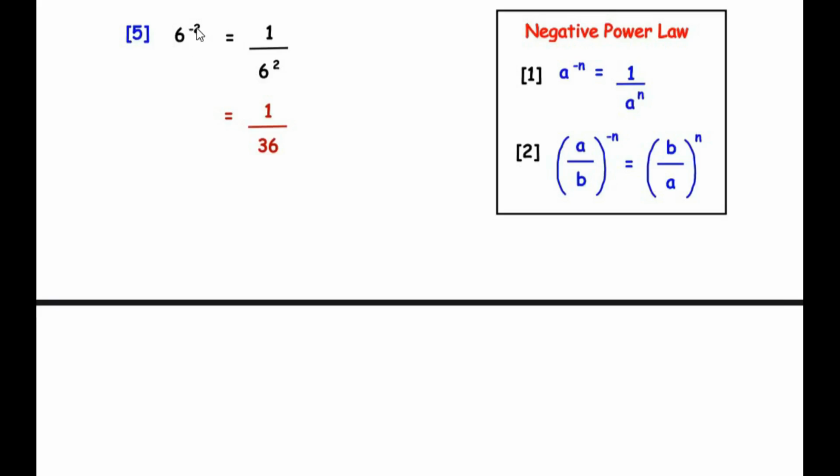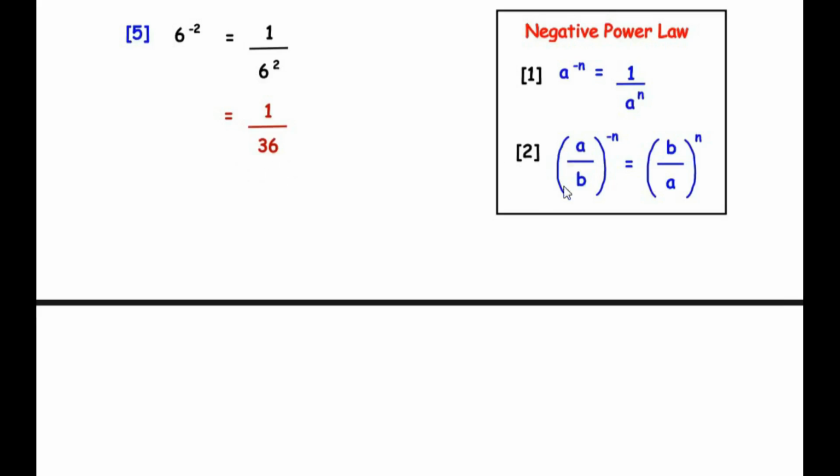So 6 to the power of -2. Here the base is 6 and the power is -2. So if we want to get a positive power, we are just going to write it as 1 over, take this base 6 to the denominator and write the same power but change the sign. So negative power has become into positive power. So it becomes 1 over 6 square, giving us 1 over, the value of 6 square is 36. So the answer becomes 1 over 36.